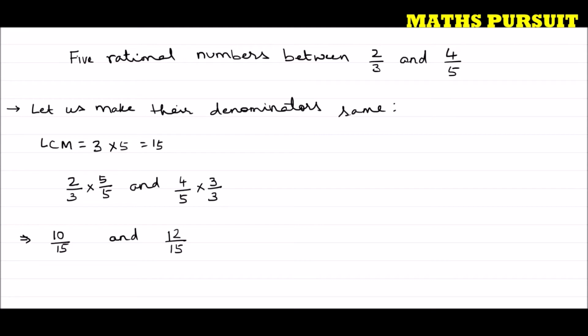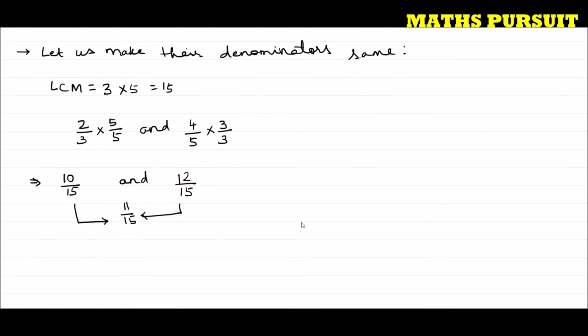Guys, so what is it that we got? We got 10 upon 15 and 12 upon 15. In between 10 and 12, there is 11. So we got 11 upon 15. We got only one rational number between these two. But the question has asked us to find 5 rational numbers.